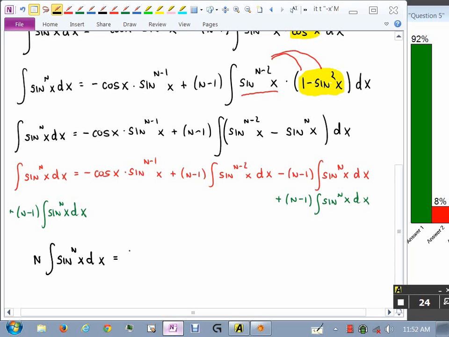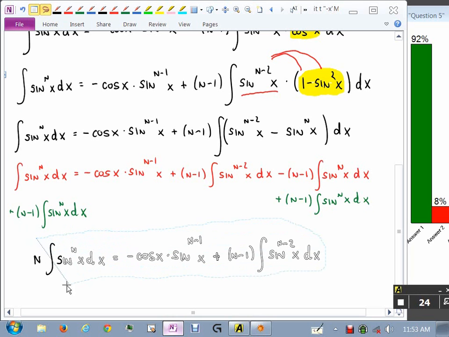And that must equal negative cosine x times sine to the n minus 1 x plus n minus 1 integrals sine to the n minus 2 x dx. My goodness. I need to go to another page. Go ahead. Okay.